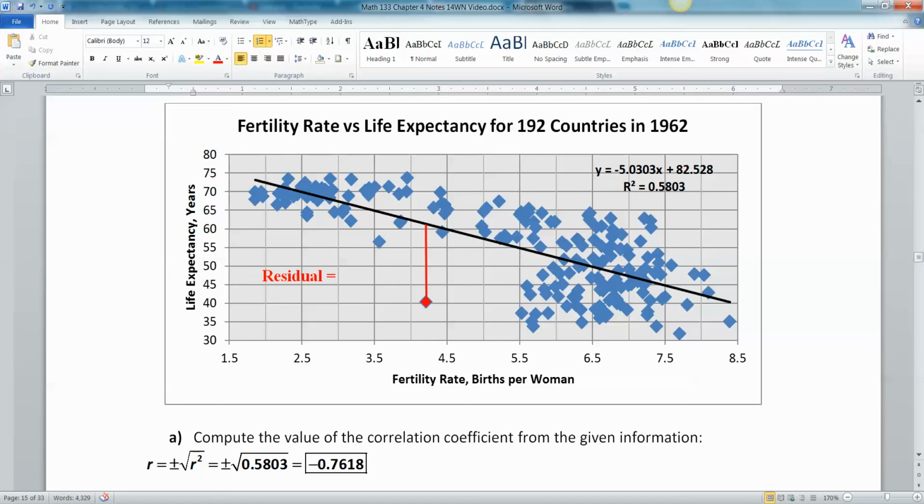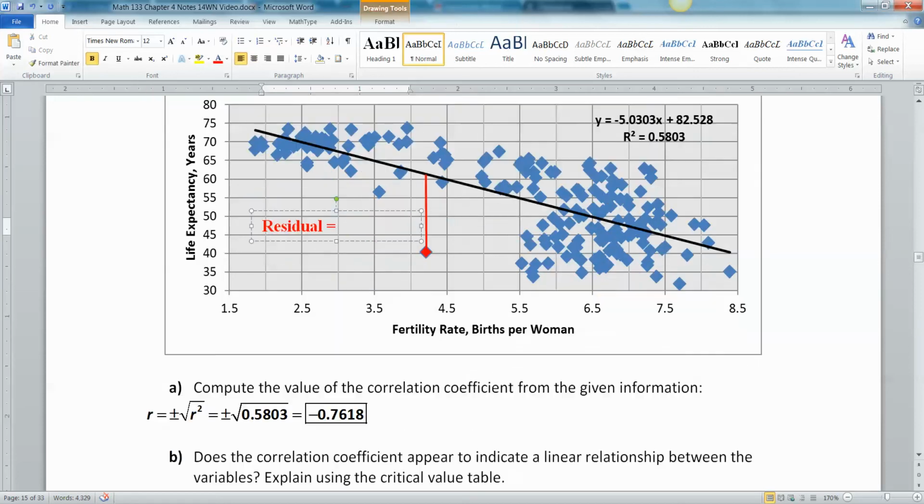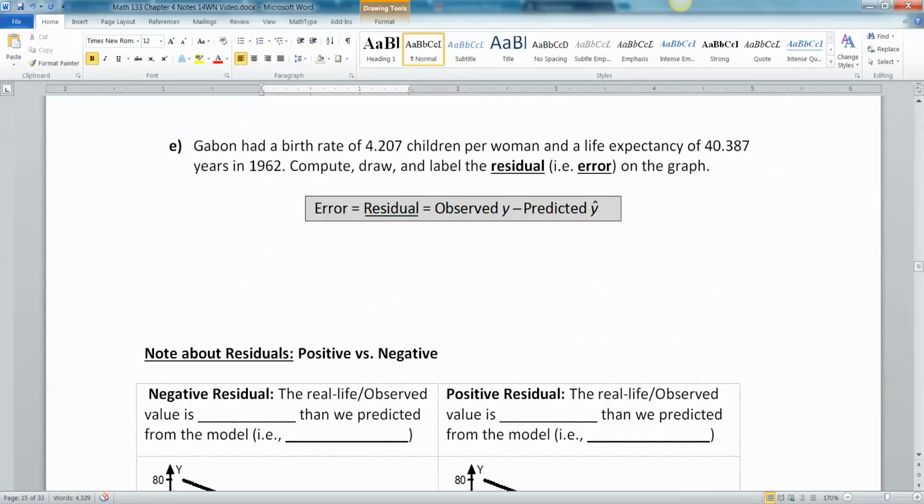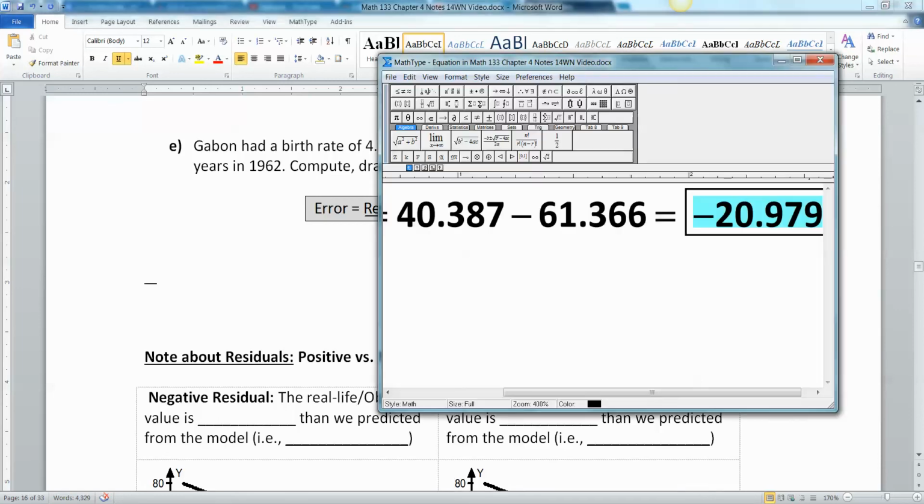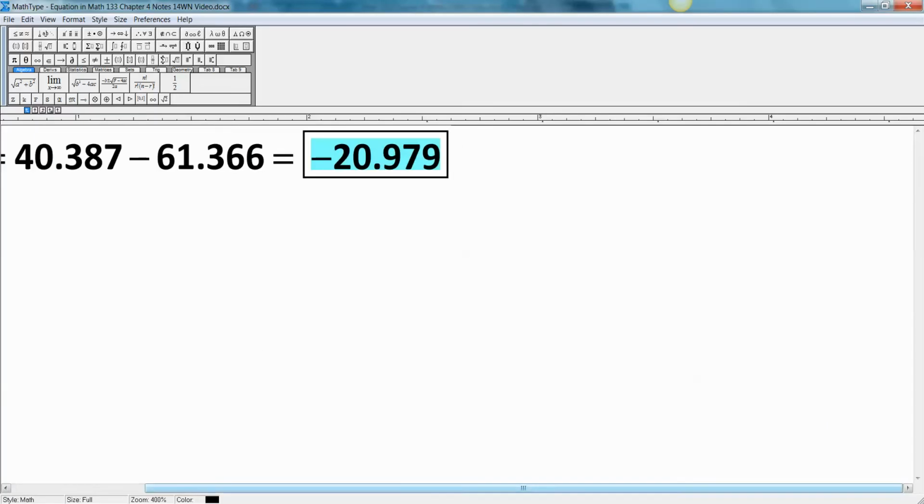And this distance right here is the error, how off you are. Now, every dot has its own error, right? Every single one of these dots is off a bit, right? All the ones below are off down below, and all these ones up above are off above, right? And so we want to figure out how off this particular country, this particular dot, is. Okay, so let me type that up.